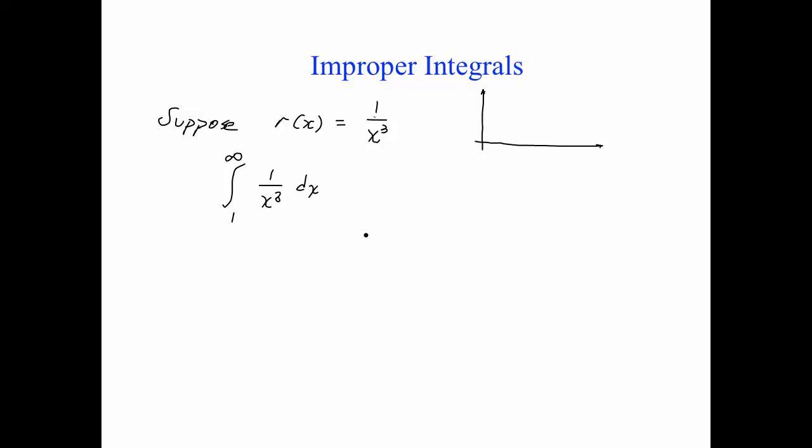So how is that rate function similar to the one we had before, if I'm looking starting at 1 to infinity? Is it always positive? Yeah, it's always positive, right? So here's my rate of change function, r. So the rate is always positive.